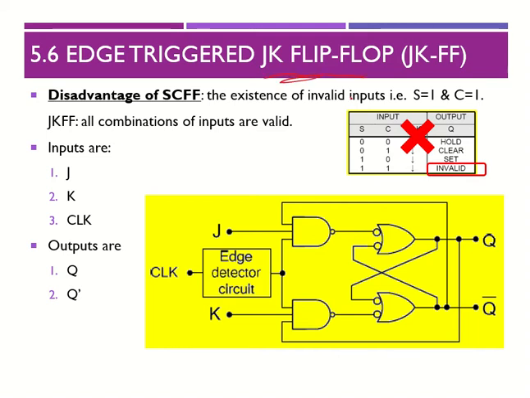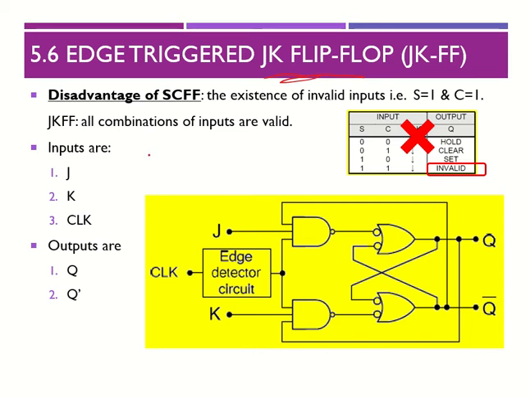Today I'm going to cover 5.6 on JK flip-flop. JK flip-flop is another useful flip-flop, and it is one of the most commonly used flip-flops other than SC. So why is there a difference between SC flip-flop and JK flip-flop?